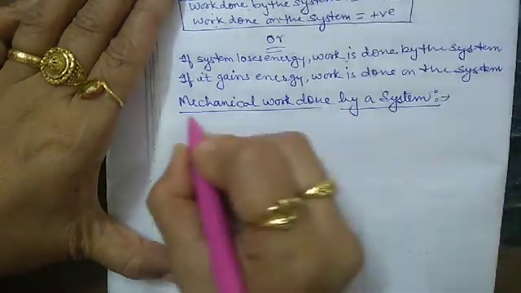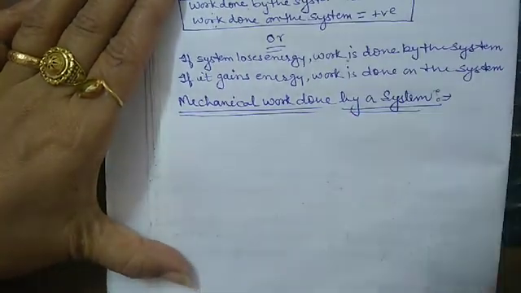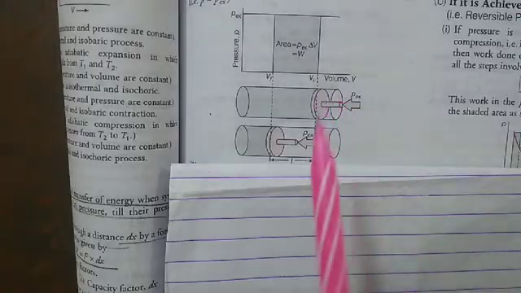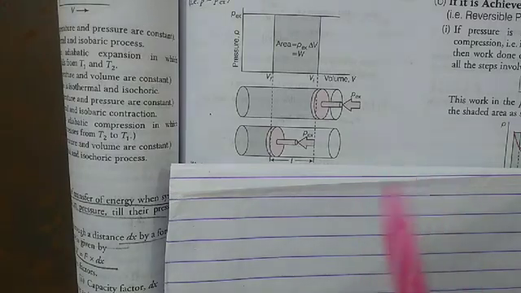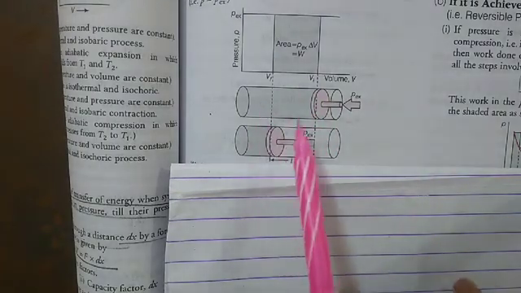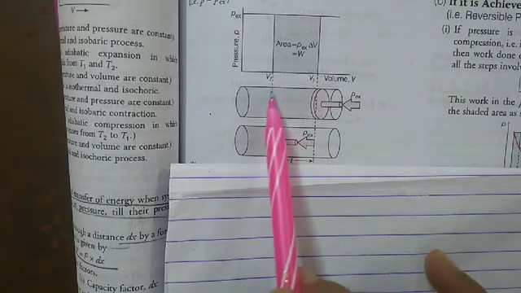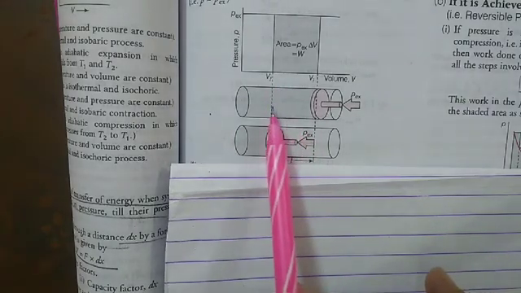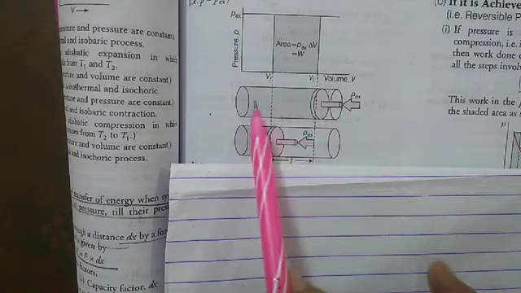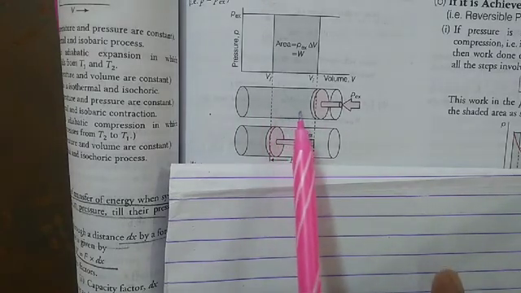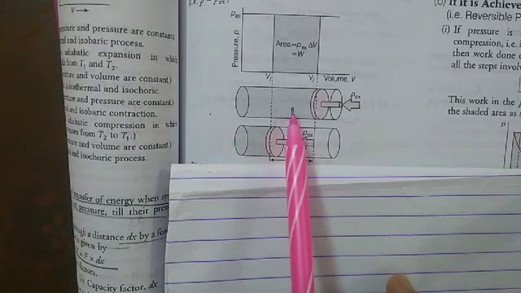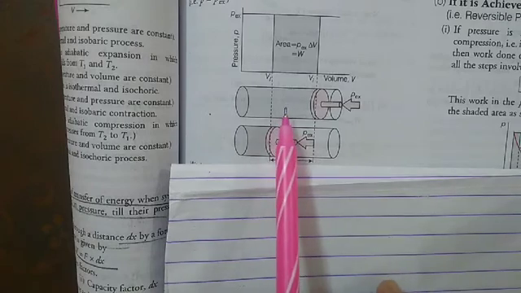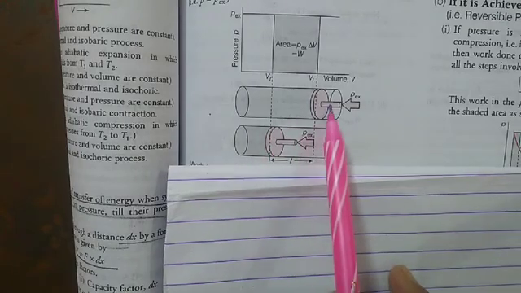Mechanical work done by a system. Now, in the topic of the mechanical work done by a system, look here. This is a cylinder, and this cylinder has 1 mole of an ideal gas, which means we have kept 1 mole of ideal gas inside this cylinder.